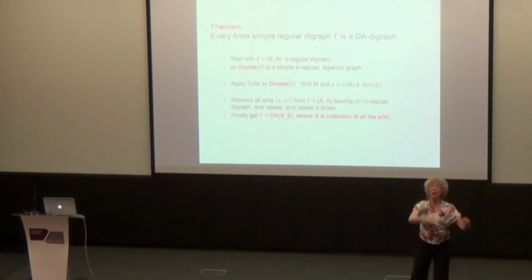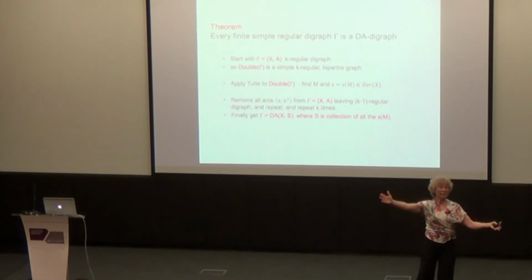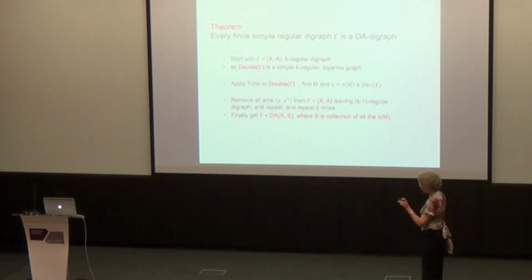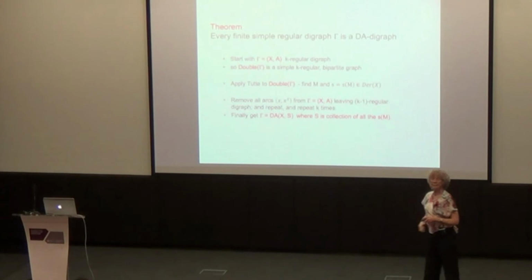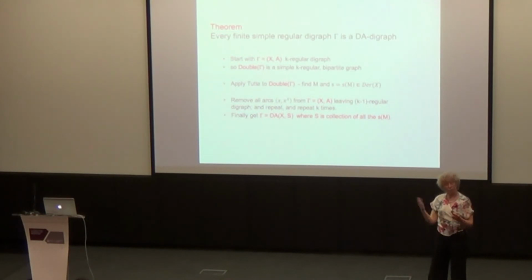And I do the same thing over and over and over again. If I start out with valency k, I get k of these derangements. And the way it's all set up, it's absolutely obvious that if I collect together all of those derangements and call that set capital S, I have exhibited that gamma is precisely the derangement action digraph for X with S. Q.E.D. Most beautiful proof.